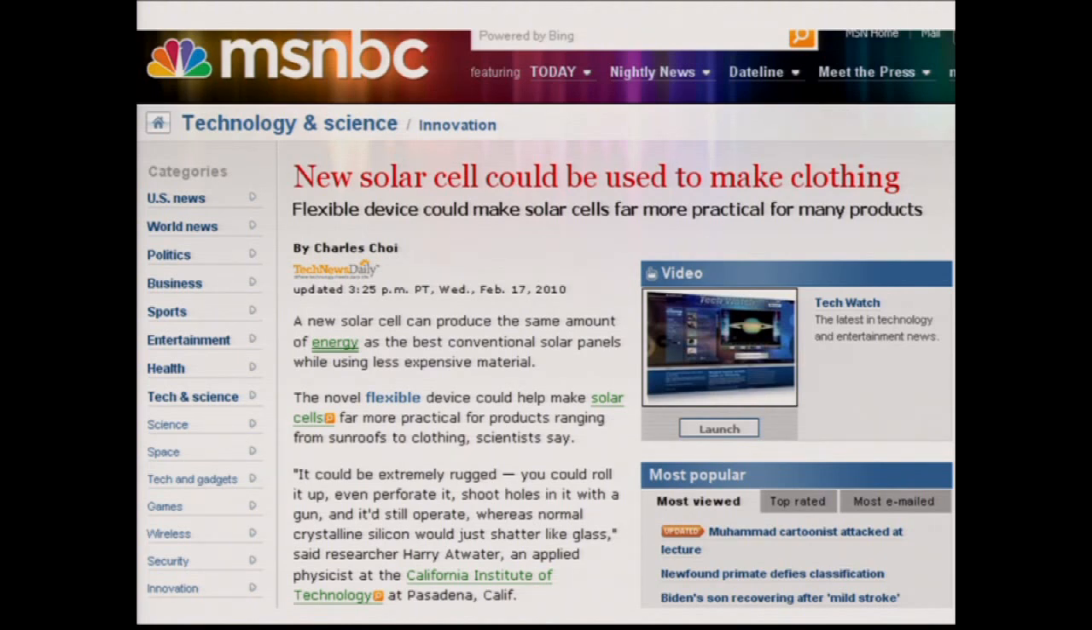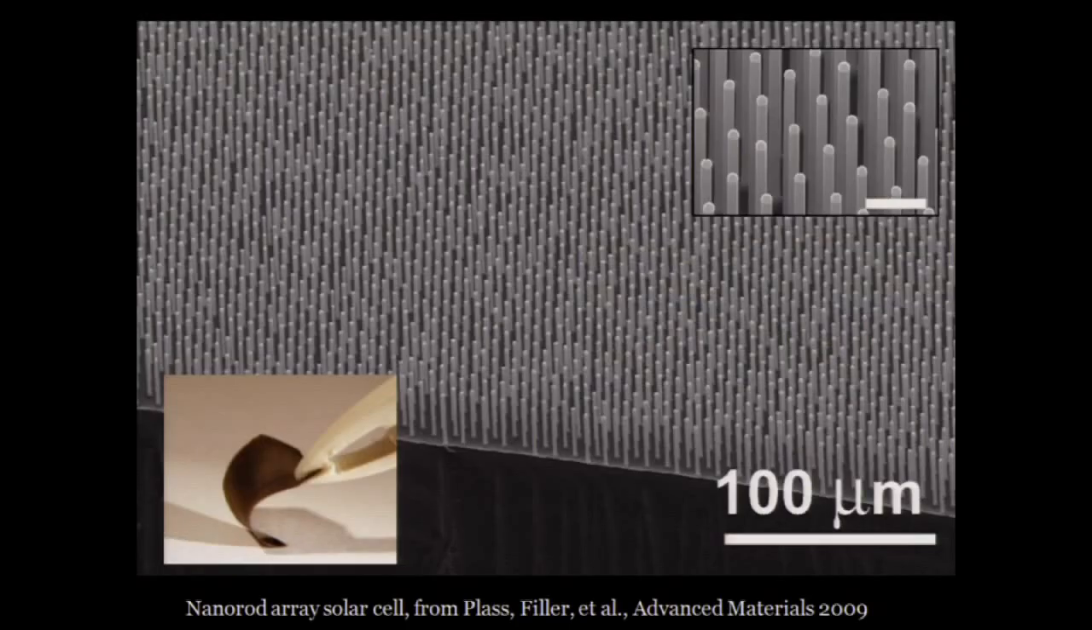Just about a year and a half ago, researchers at Caltech released a new solar cell that was basically a flexible solar cell that used 95% less silicon than a conventional silicon solar cell, but still could absorb much more light and was extremely flexible. MSNBC claimed that this new solar cell could be used to make clothing. I'm not sure you'd want to walk around with all the wiring that you need to use this solar cell, but here's a picture of it.